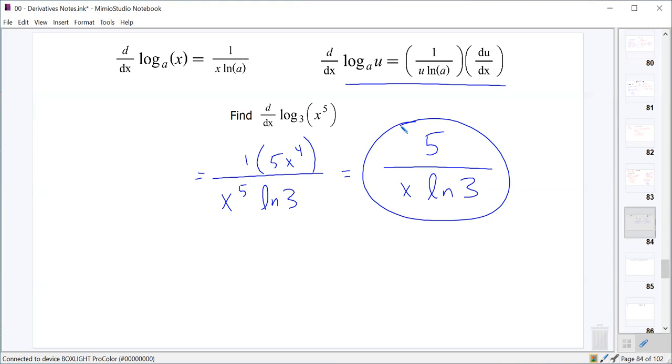So next time we're going to use some of these rules for taking derivatives with logarithms to learn a new method for differentiating some functions called logarithmic differentiation, which is a bit different than what we're doing here. So we'll take a look at that next time. That's it for now.